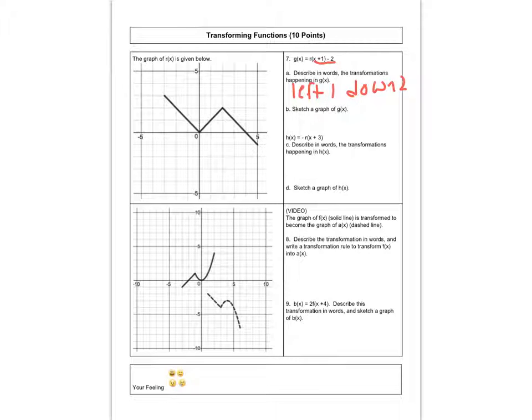So if I were to sketch a graph, and I'm going to sketch this in red, we'd be going left 1 and down 2 for all these points. So for example, that point would be left 1, down 2. This guy would be left 1, down 2. The end point here would be left 1, down 2. And this end point would be left 1, down 2. Negative r of x plus 3 is going to be left 3 and flip over the x-axis.